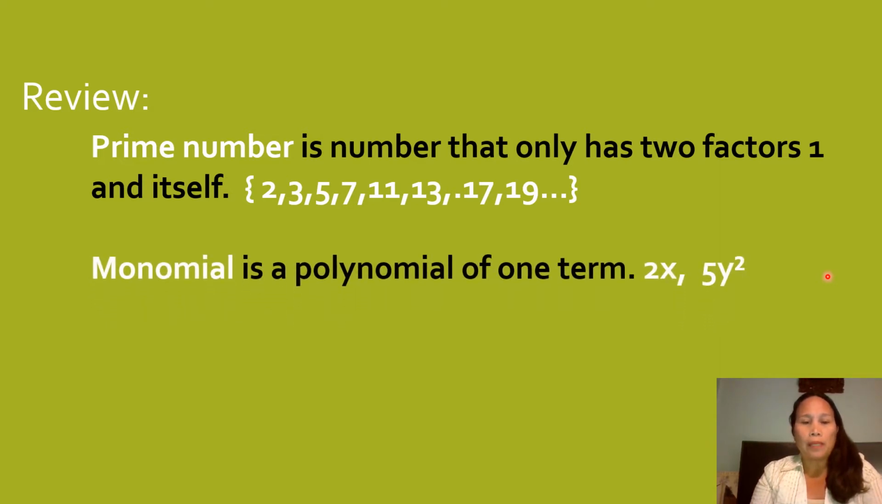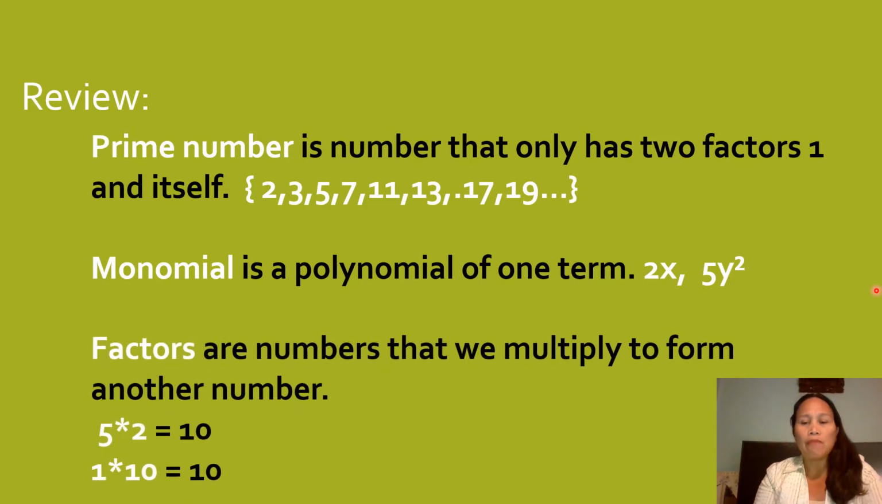Then we have monomial. Monomial is a polynomial of one term, like 2x, 5y squared. And we have factors. What are factors? These are numbers that we multiply to form another number, just like 5 and 2 are factors of 10, 1 and 10 are factors of 10.